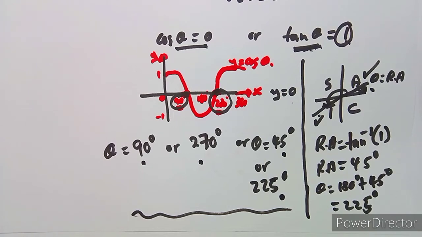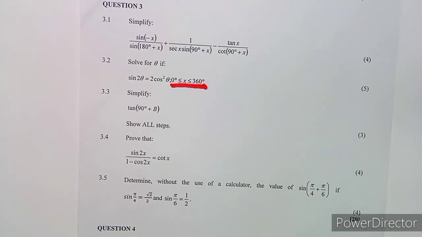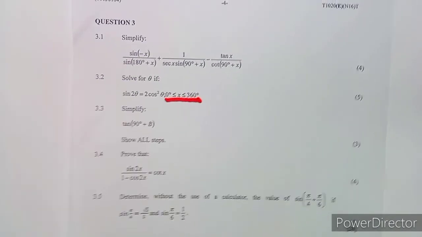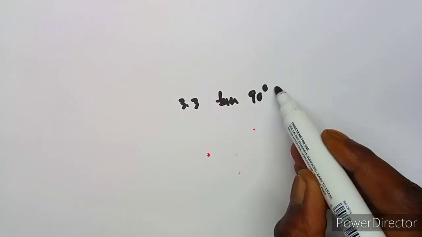So as you can see, guys, it's a matter of playing around with the question that you are given. You have to try by all means to play around with that question. All right, then simplify tan of 90 degrees plus b, that is b, not beta.